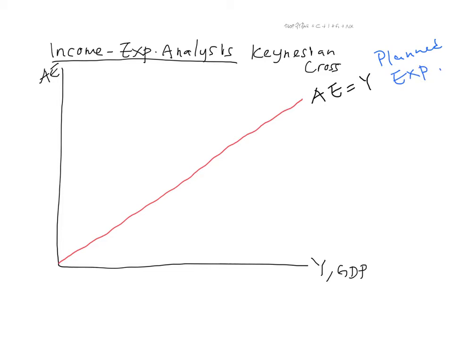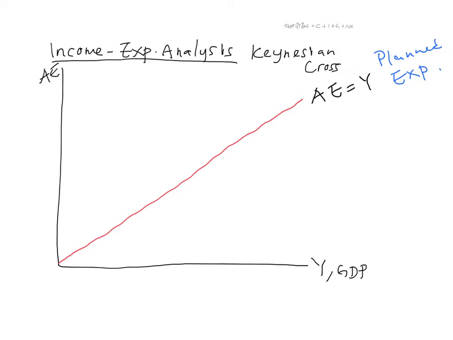What we're essentially saying over here by drawing a 45-degree line is that there is a 1-to-1 relationship between income and aggregate expenditure. If income goes up $100, aggregate expenditure will go up $100. If income goes up $5, aggregate expenditure will go up by $5. That's essentially what it means, right? But then that is what we plan or what we think will happen.